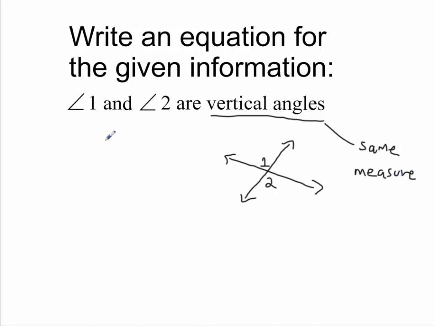Since vertical angles have the same measure, we can say that whatever the measure of this angle, angle 1, is going to be the same thing as whatever the measure for angle 2 is. And to write that in equation form, since these are vertical angles, they have the same measures, therefore the measure of angle 1 is equal to the measure of angle 2.